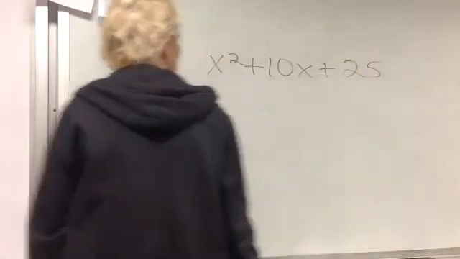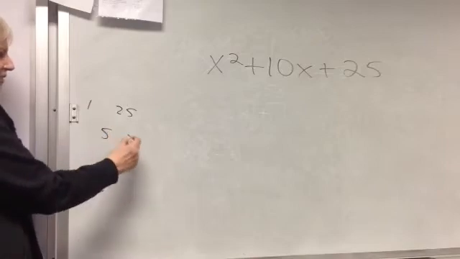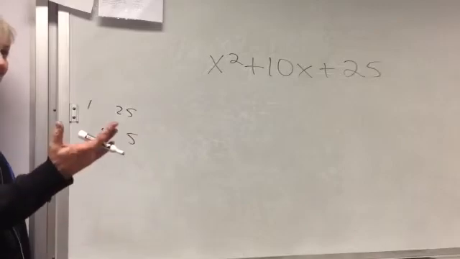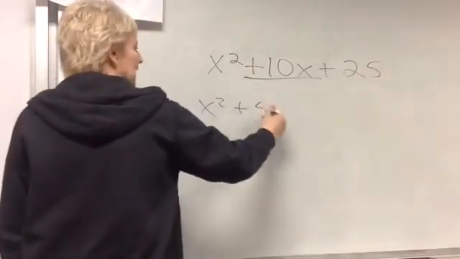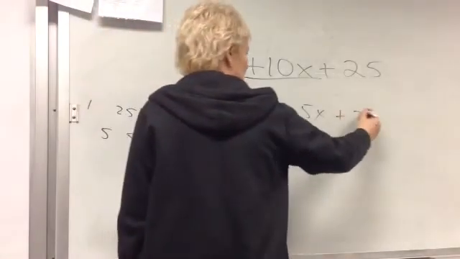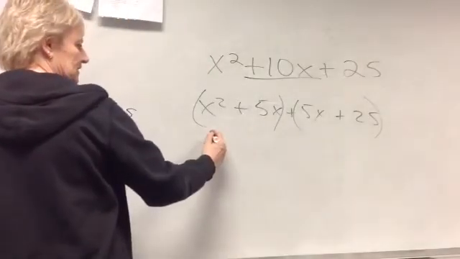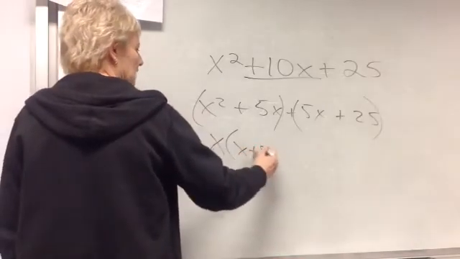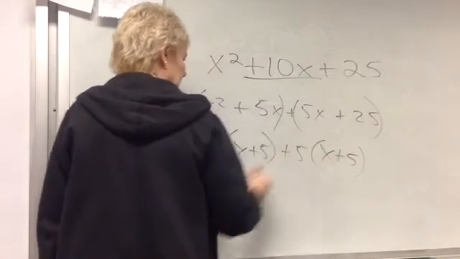All right. We're thinking of factors of 25. That's the only ones I know. That give me 10. 5 plus 5. So x squared, instead of 10x, it's 5x plus 5x. Okay? Grouping. What's the greatest common factor? X. 5x. No, this doesn't have a 5. X plus 5. X plus 5. Write it again. And then plus 5. Plus 5.